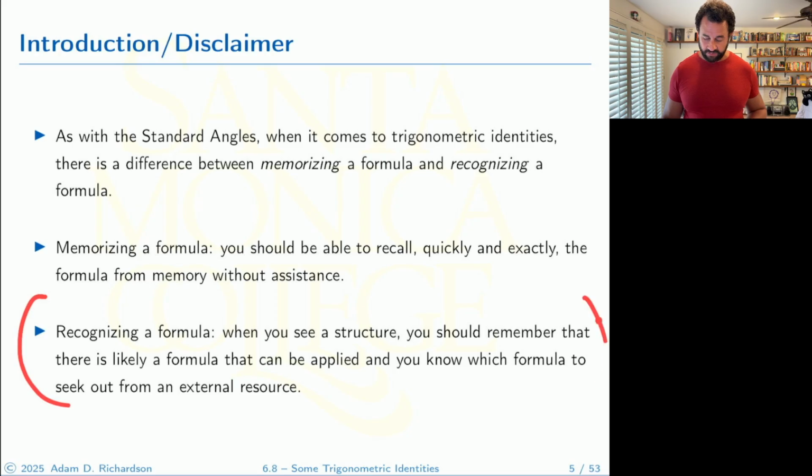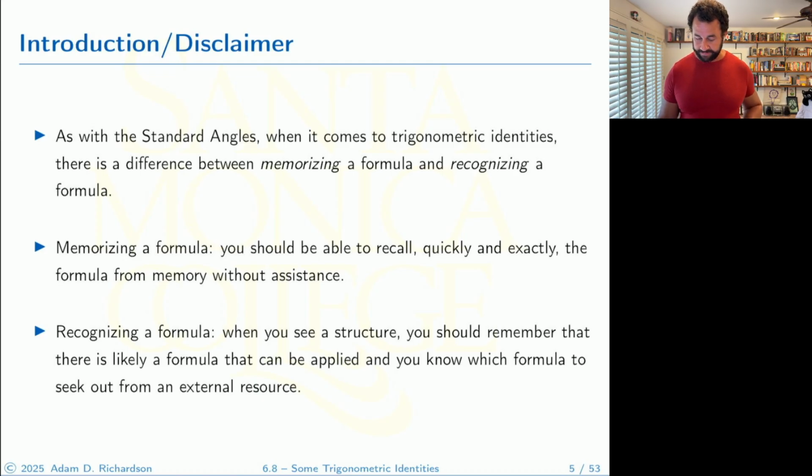Recognizing a formula means when you see a structure, you should be like, that looks familiar, and I'm pretty sure there is a formula related to that structure. I think it's one of these formulas, and then you can go look it up. That's the difference. Recognizing a structure and being able to use an external resource to find out exactly what the identity is, that is recognizing a formula. Memorizing means pull that out immediately out of your back pocket, as in if you're walking down the street and somebody says, hey, give me the double angle identity for sine, you should be able to answer it instantly without having to look it up.